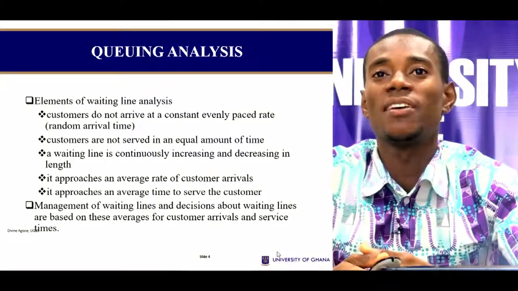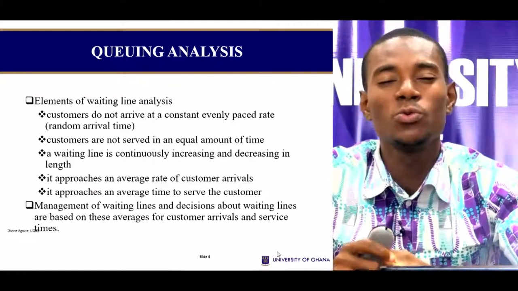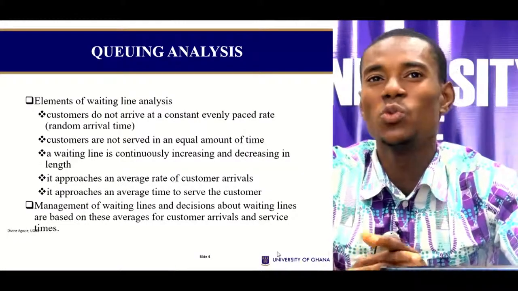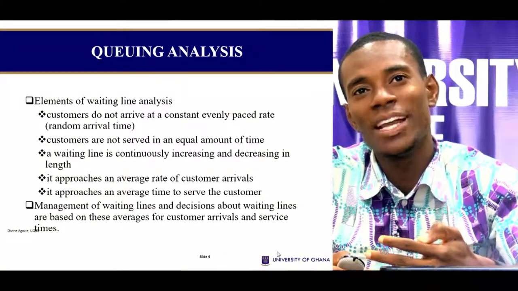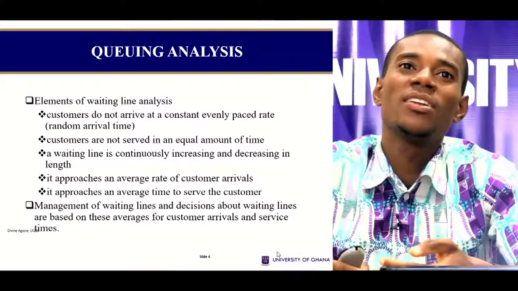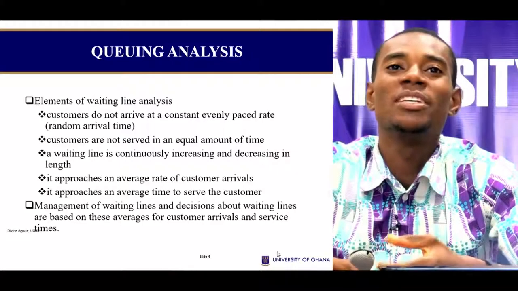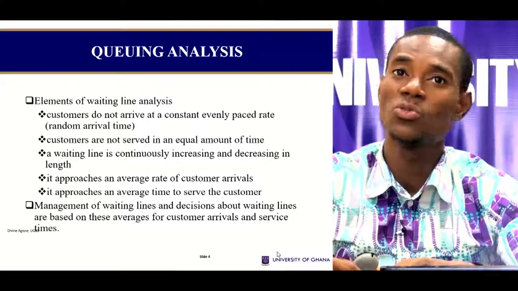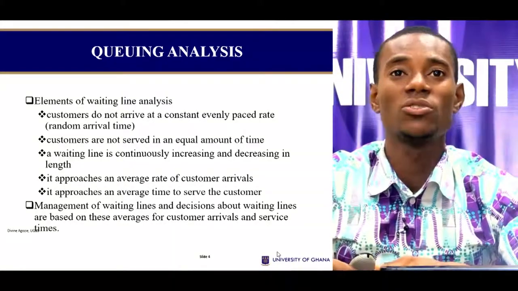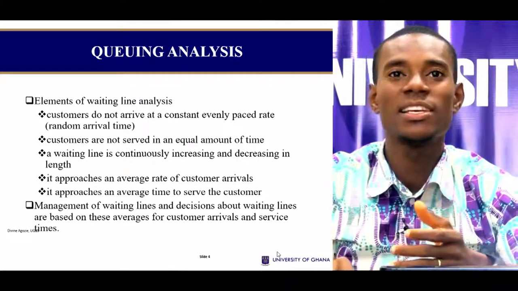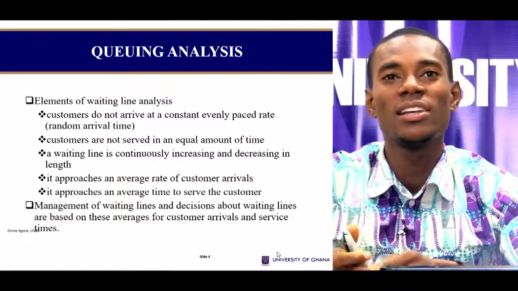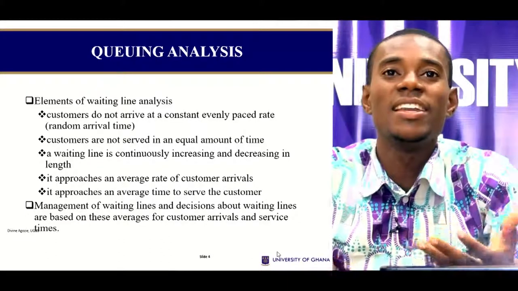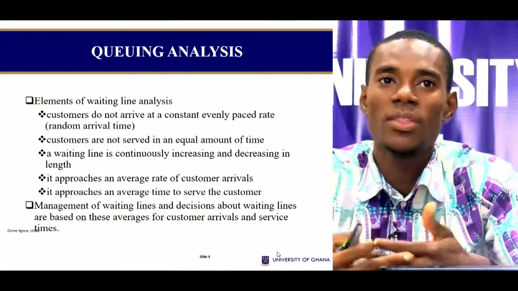Now, it also approaches an average rate of customer arrivals. For the purposes of this analysis, we will use more of an average. Because if you want to find out the number of people who come into your banking hall within a certain time frame, chances are that it could be zero, it could be two, it could be up to whatever number. Are we okay? And so we can take data on an average basis, and come out with, on the average, how many customers have come in a day, in an hour, in a week, and all that.